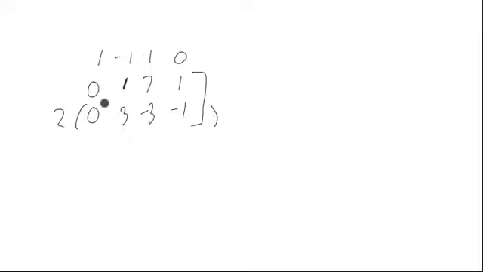Okay. Then we take 2 times -3, that's -6 plus 7, that would be a 1. And then we take 2 times -1 plus 1, that would be a -1. Okay, so we got the 1 into position as desired, right here. All right.